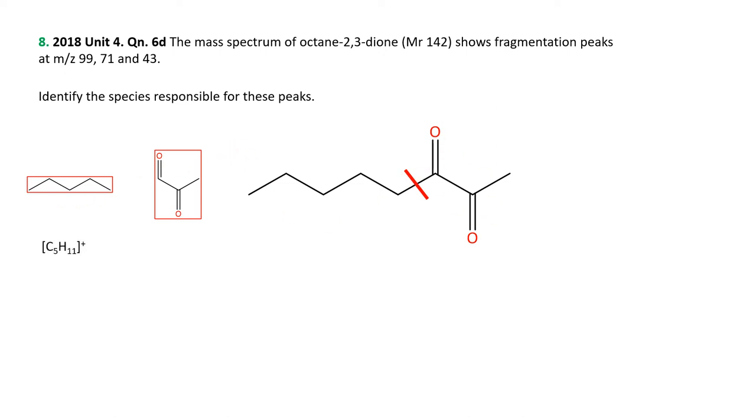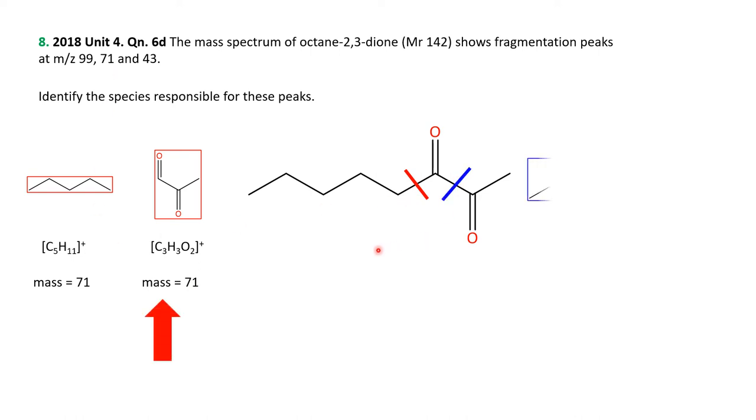The mass of this is C5H11, and this is C3H3O2, which weighs 71. So what we did was we just split the mass of the molecule in half, giving us the peak at 71.